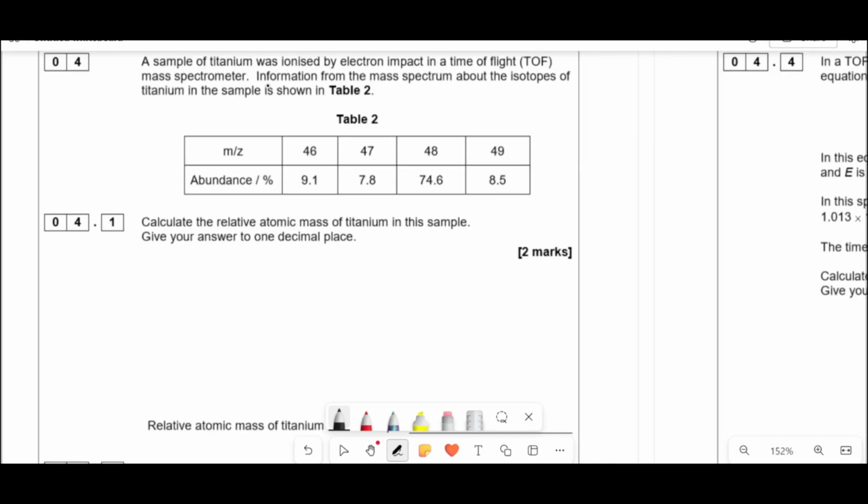There you go. A sample of titanium was ionized by electron impact in a time of flight mass spectrometer, and here's the information. It says work out the relative atomic mass. So relative atomic mass is just going to be each one of these times each other, and then divided by the total you have. So it's going to be 9.1 times 46 plus 7.8 times 47 plus 74.6 times 48 plus 8.5 times 49.